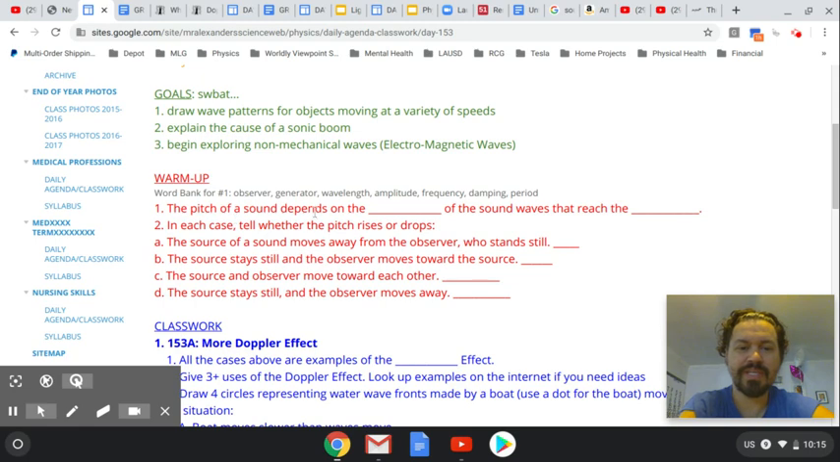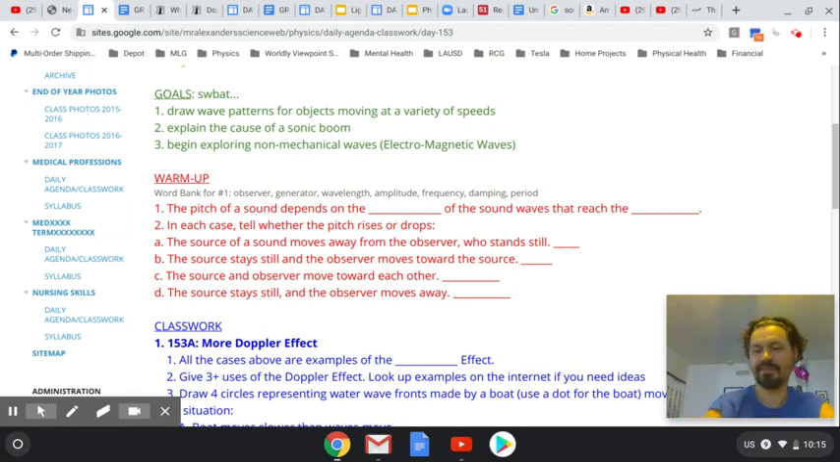So the pitch of a sound depends on the frequency of the sound waves that reach the what? The observer or the sound generator? The observer.